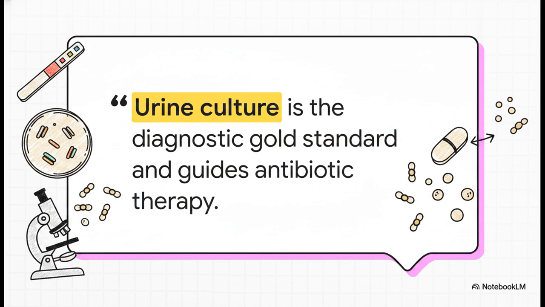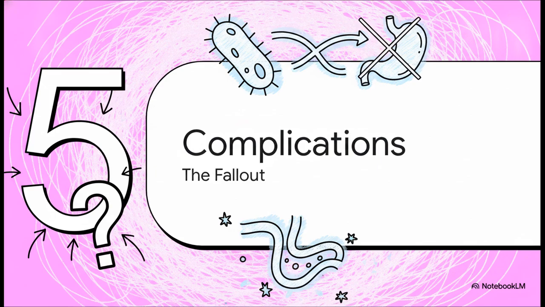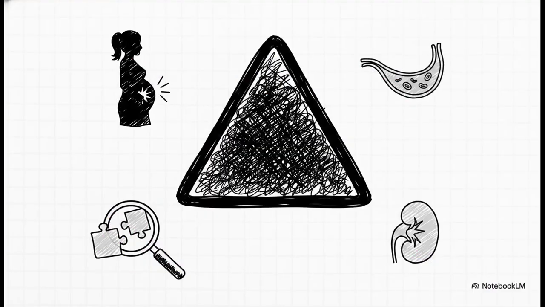Section 5, complications and differentials. Let's talk about the fallout. A missed or poorly treated UTI can lead to some truly devastating complications. We are talking about a renal abscess, life-threatening urosepsis, septic shock, or even preterm labor in pregnant patients.